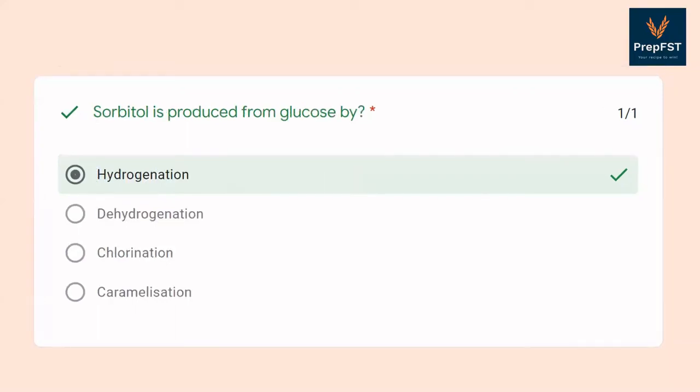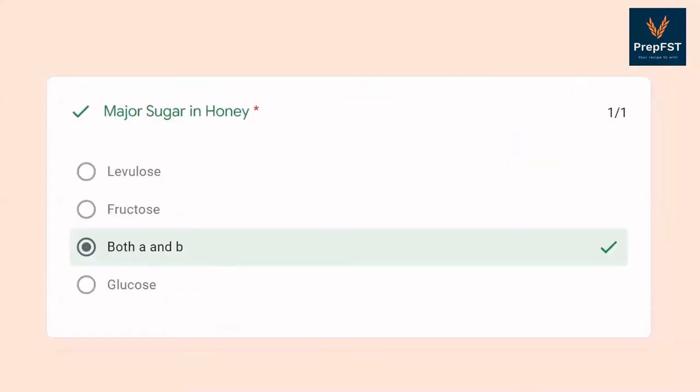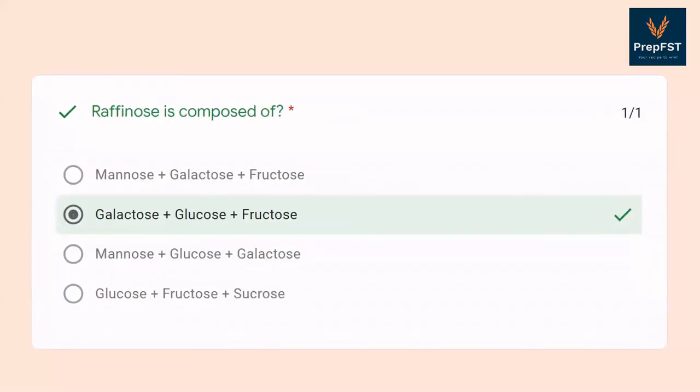Next question. Sorbitol is produced from glucose by, the answer is hydrogenation, or as I have talked before, the reduction in acid solution. So the alditol resulting from glucose is sorbitol. Next question. Major sugar in honey is, the answer is both levulose and fructose, as levulose is the other name for fructose. Next, raffinose is composed of, the answer is galactose plus glucose plus fructose.